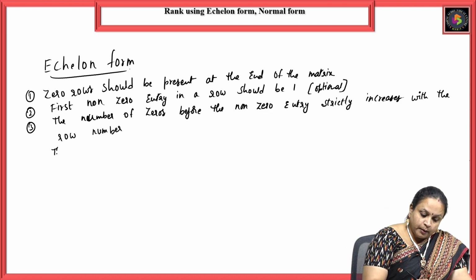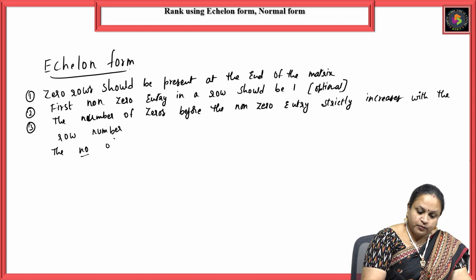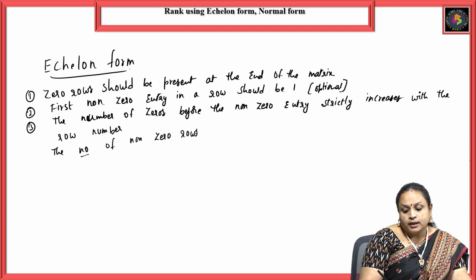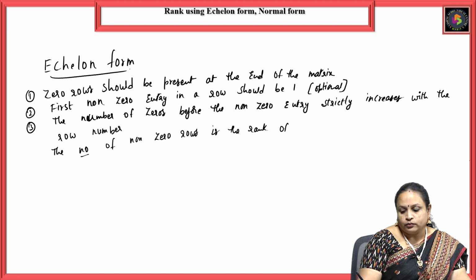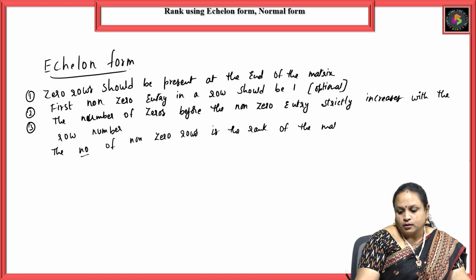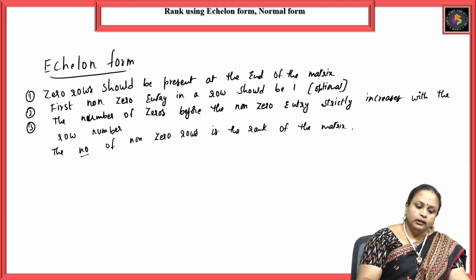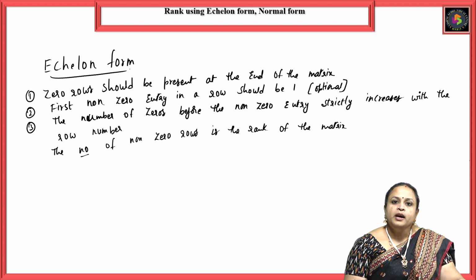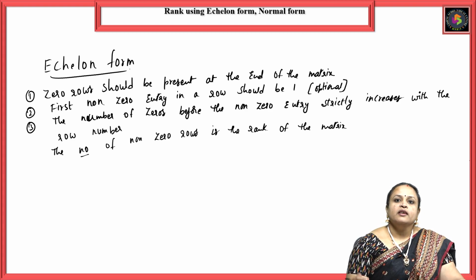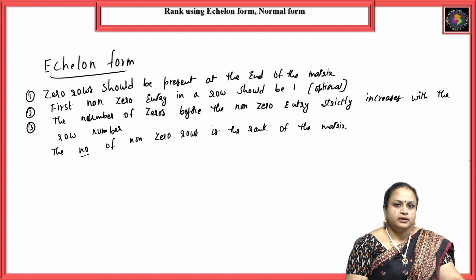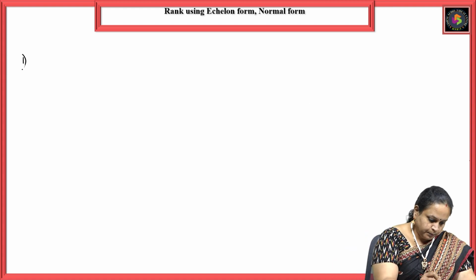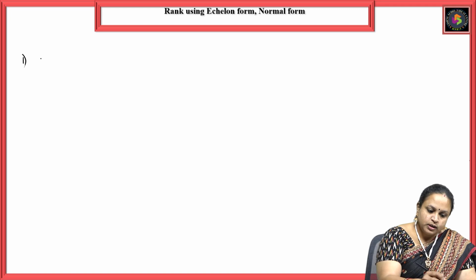Then the number of non-zero rows is the rank of the matrix. When all these three conditions are satisfied, we say that the matrix is in echelon form, and the number of non-zero rows becomes the rank of the matrix. Now let us see one example. Let us see the first problem: finding the rank using echelon form.